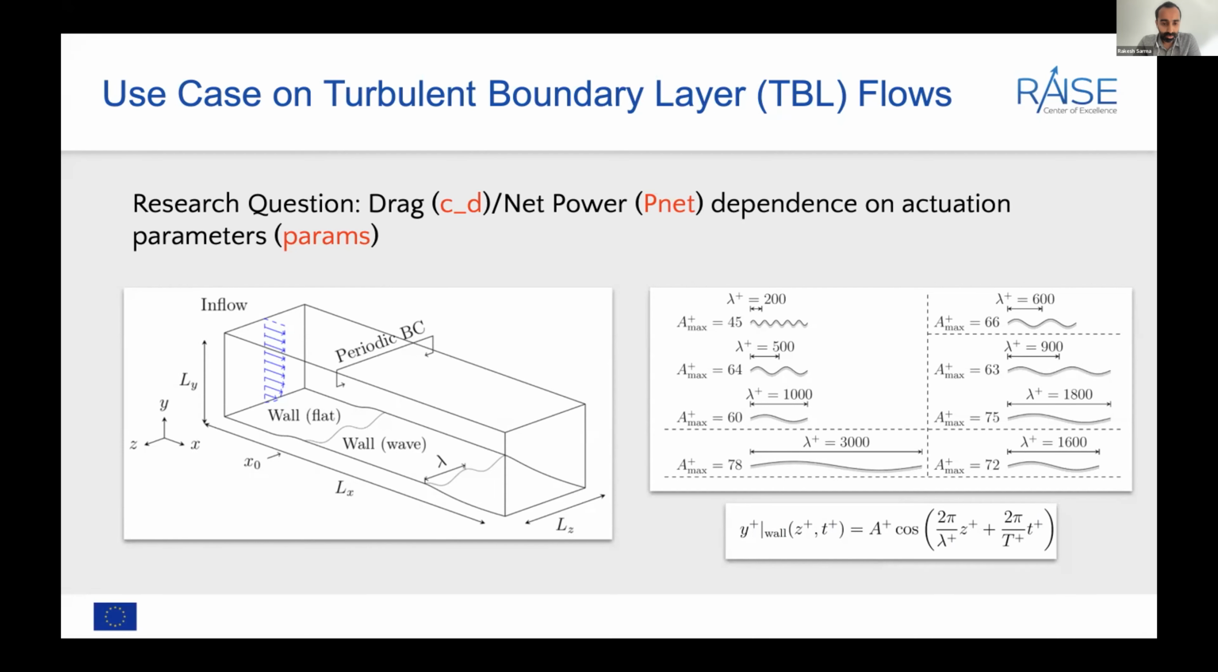This project is in collaboration with RWTH Aachen University, and we have a data set which is from an LES solver, which is a high fidelity solver. Of course, it's very expensive, so we want to use machine learning to speed up this process. The aim of the machine learning investigation would be to use these actuation parameters, and from the network predict the drag and the net power in the end.